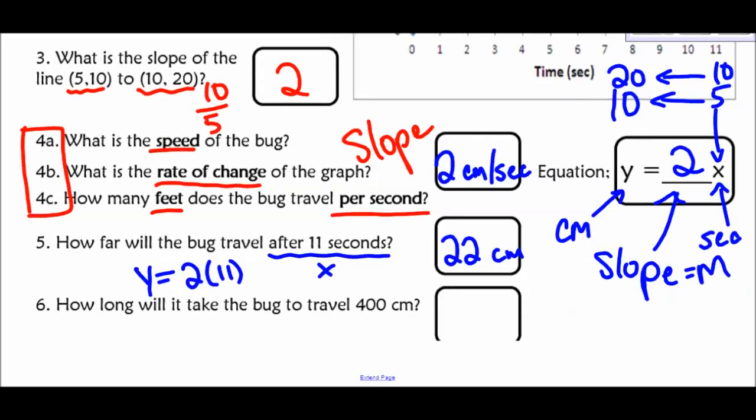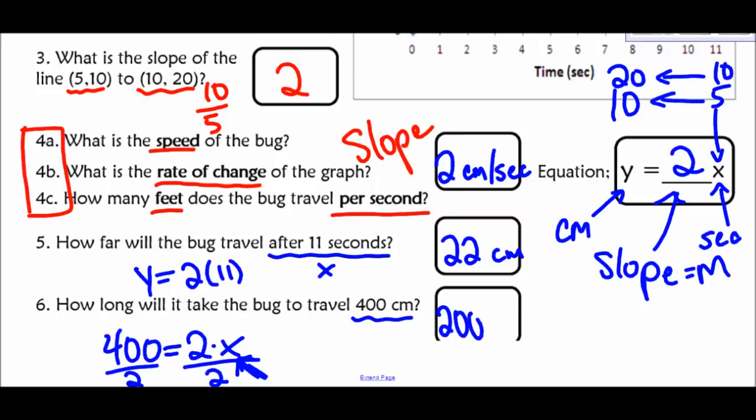The last one's saying, how long will it take the bug to travel 400 centimeters? So now they're actually giving us the distance. They're saying 400 equals 2 times some number. This is what they're asking for. We don't know the number of seconds yet. You should be able to use logic kind of there, or you can actually solve that equation. You should have learned this last year, how to solve a one-step equation. You divide by 2, and we find that it would take 200 seconds for the bug to travel 400 centimeters.